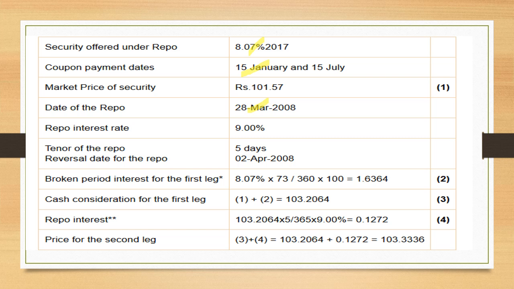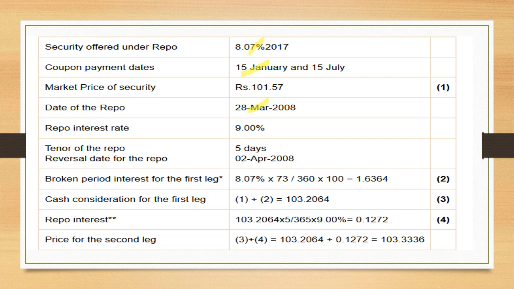Why it is divided by 360? Because this security is a government security, and day count convention for government security is 30 by 360 in India, right? For money market, it's actual by 360, but for government securities, it is 30 by 360. So what I said, you first take the coupon, then apply 73 upon 360, which is 15th January to 20th March, that is 73 days divided by 360, and you find out the accrued interest. So accrued interest is 1.63 here.